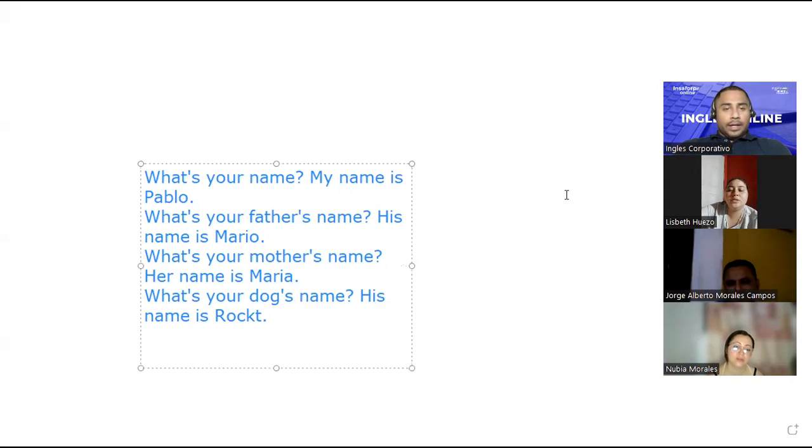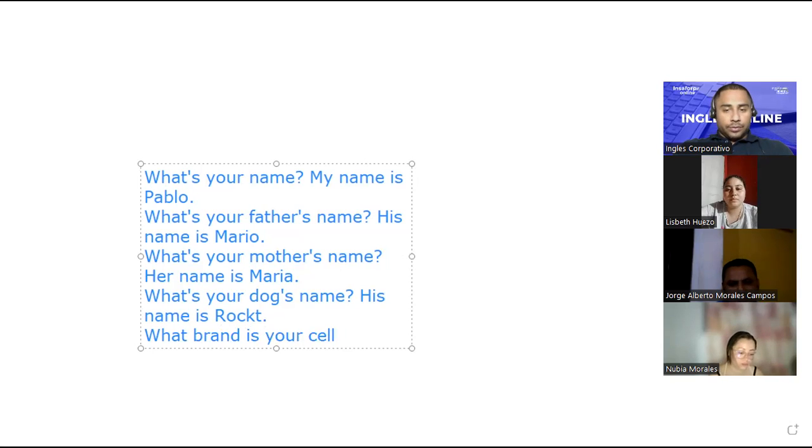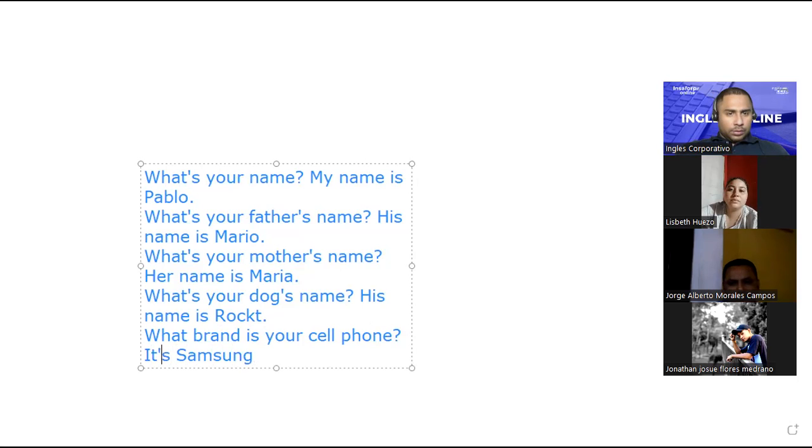If I say to you, what brand is your cell phone? And you say, it's Samsung. What's the possessive adjective? Your and its. It's right. You say its brand is Samsung. Okay. All right.